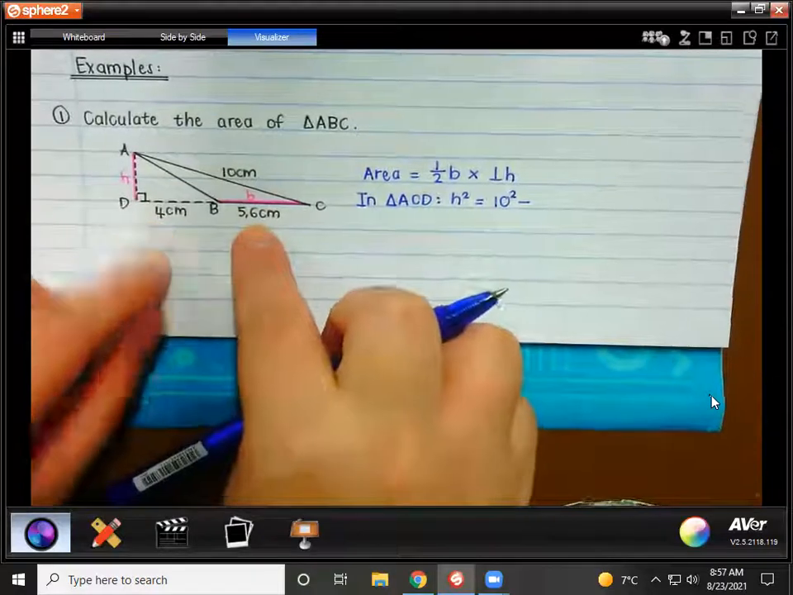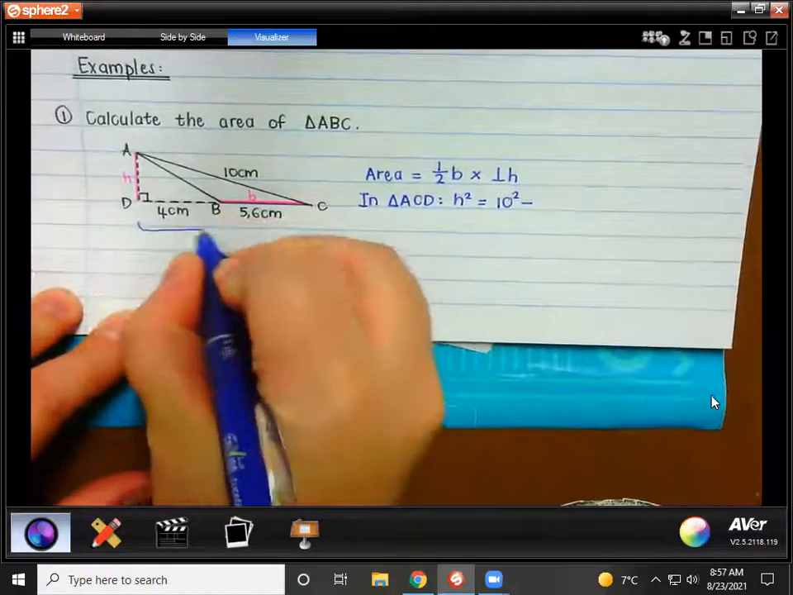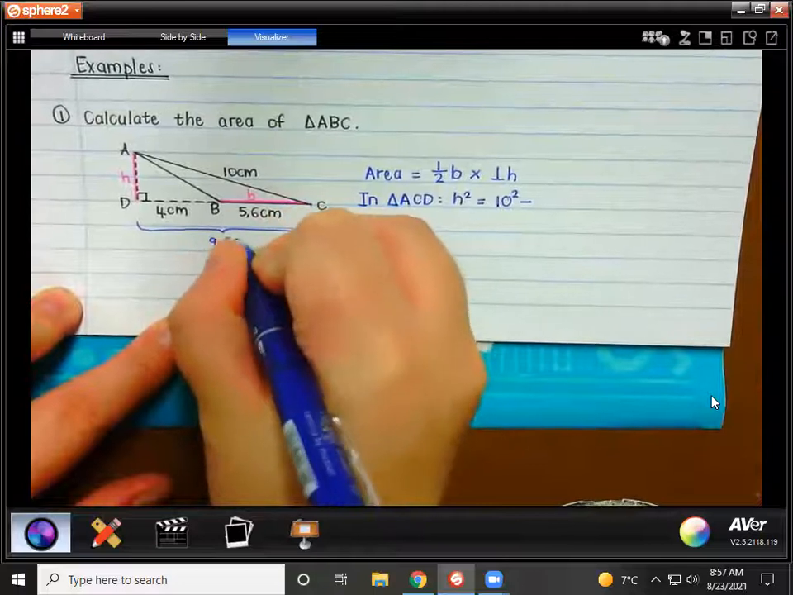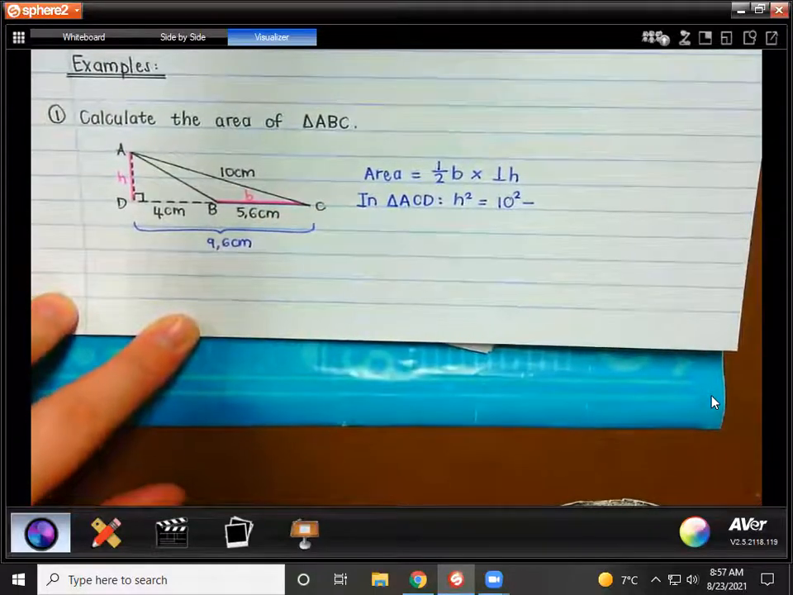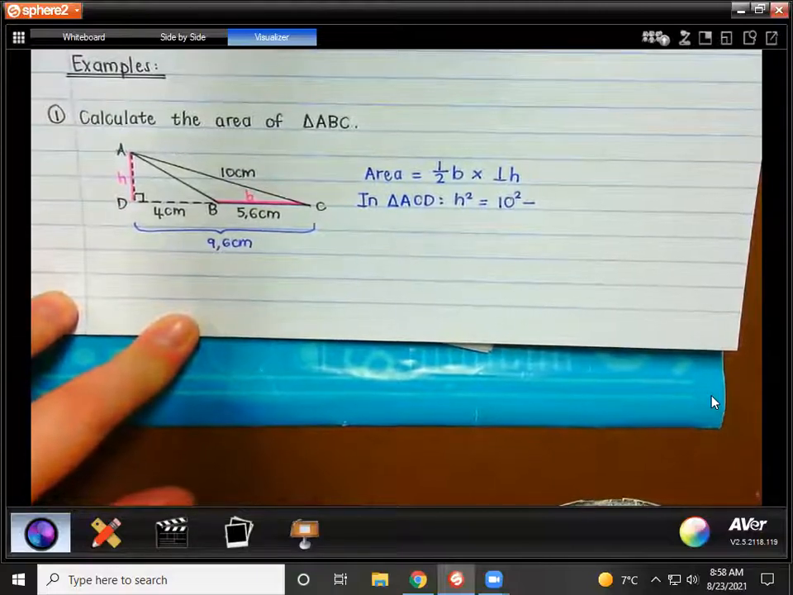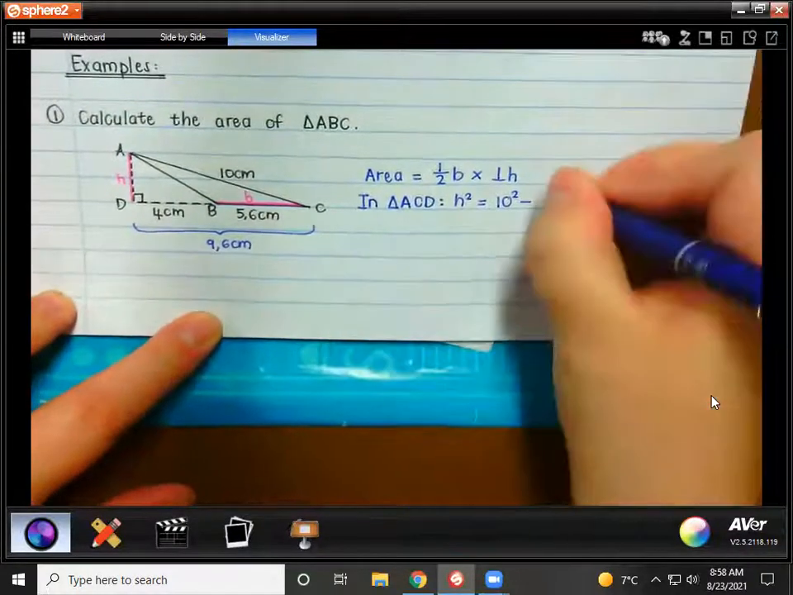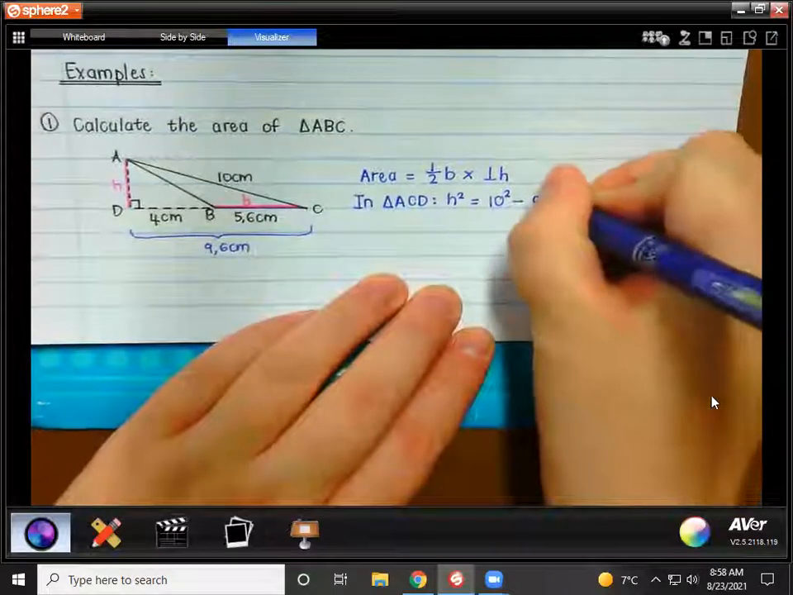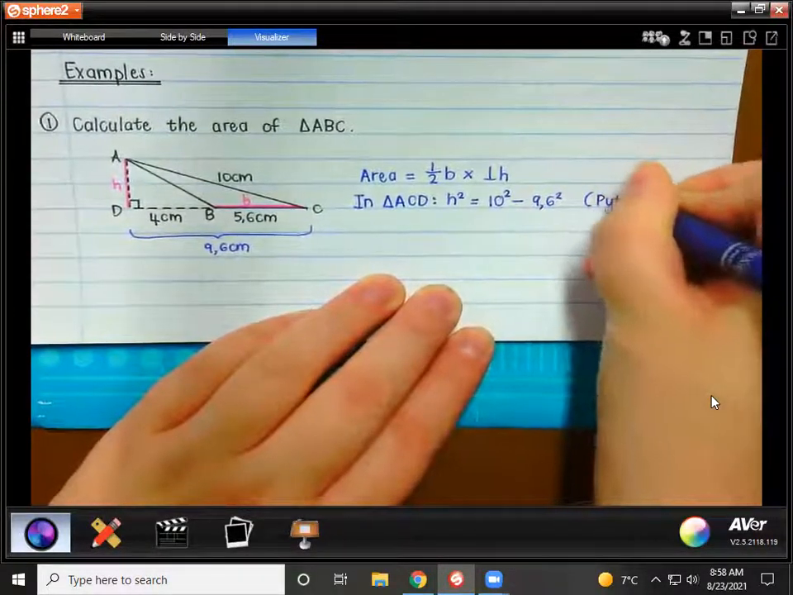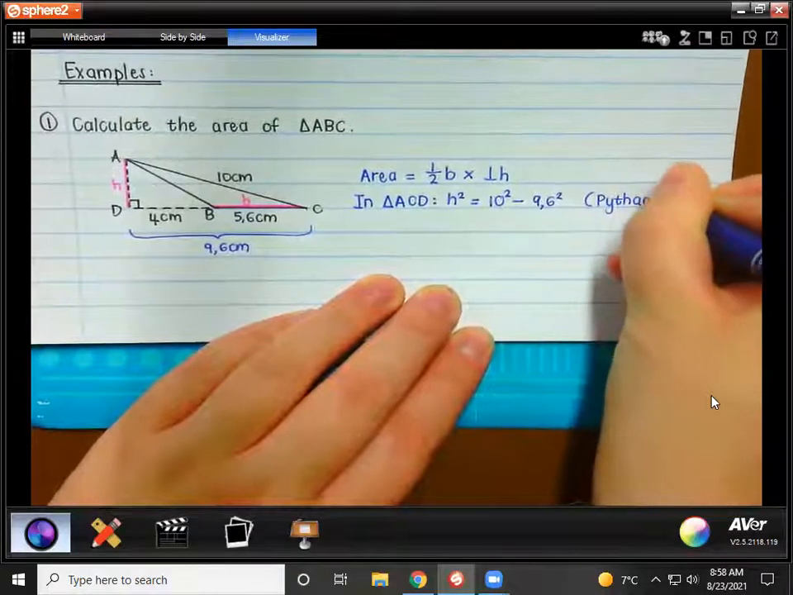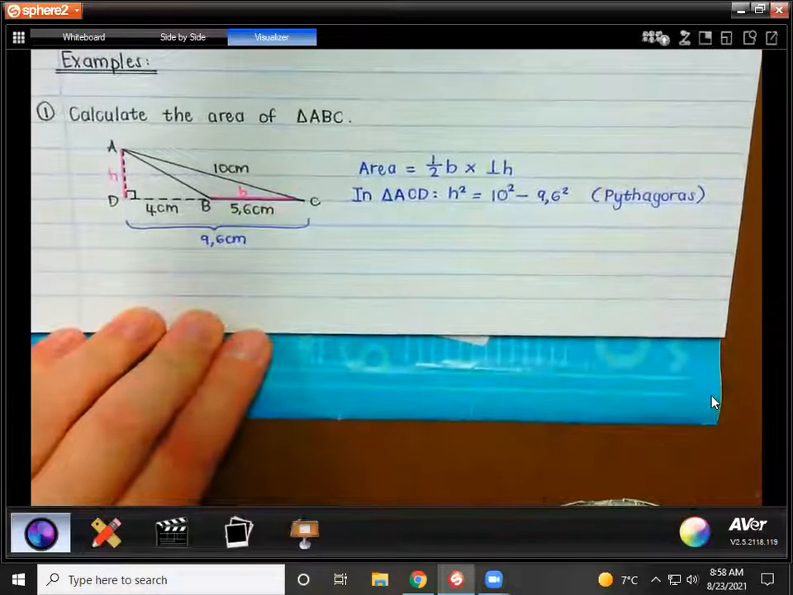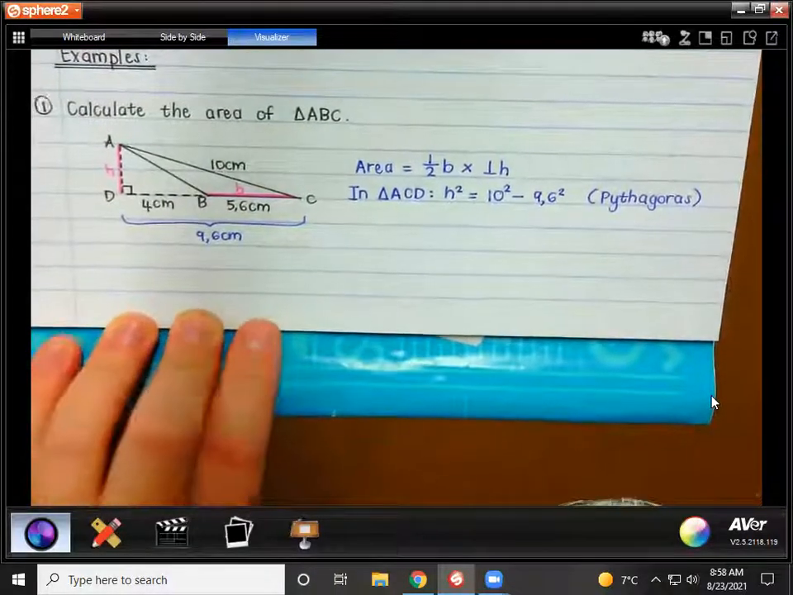Now the other side, you can just do like a little bracket here at the bottom. Is those two sides added together, right? Or those two lines there. 4 plus 5.6, so that's 9.6 squared. And please remember, we have to put in brackets "Pythagoras." Okay, every time we use it, we must write that.